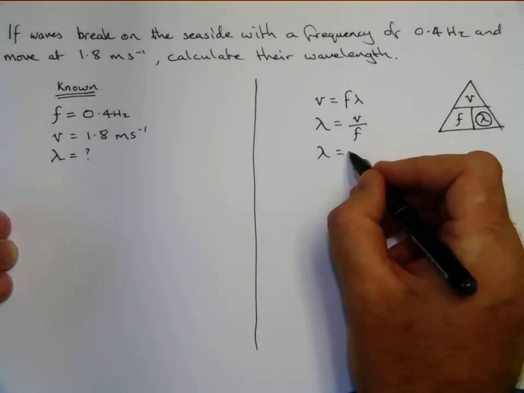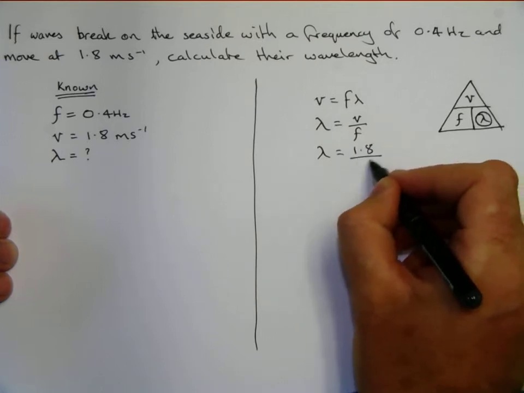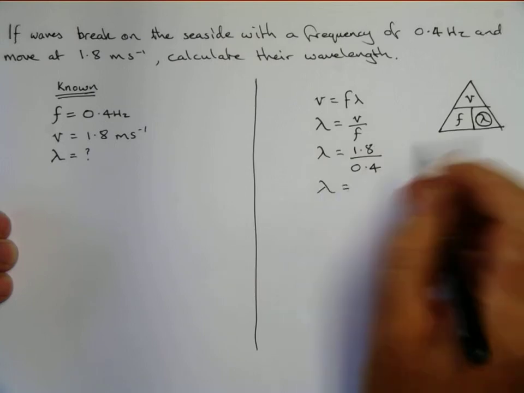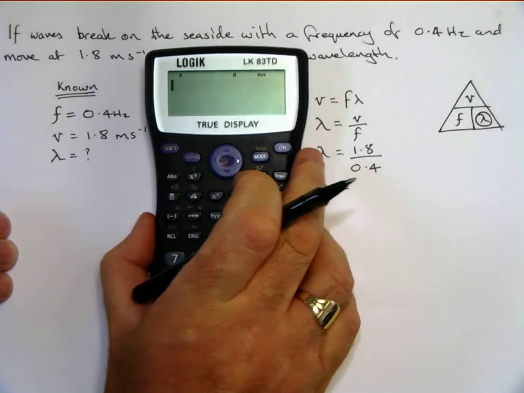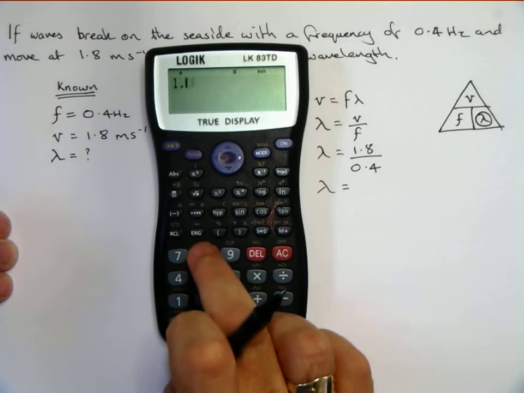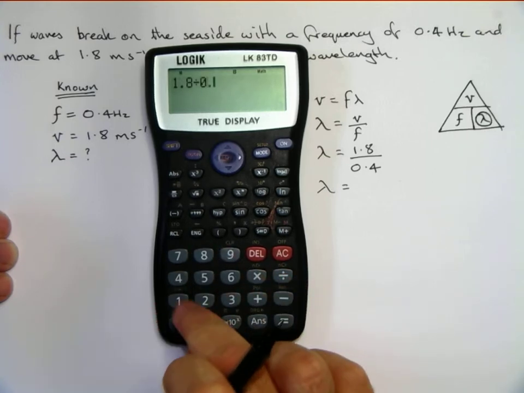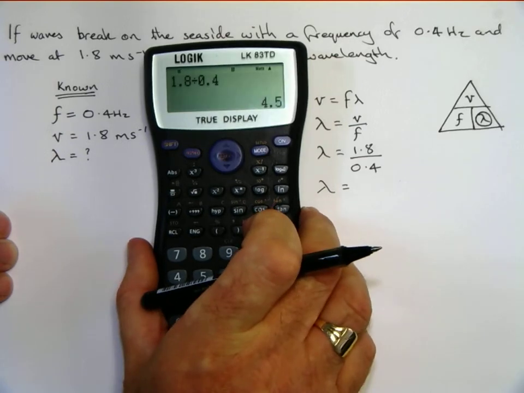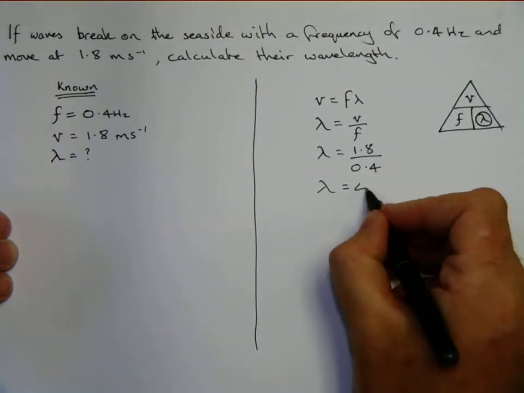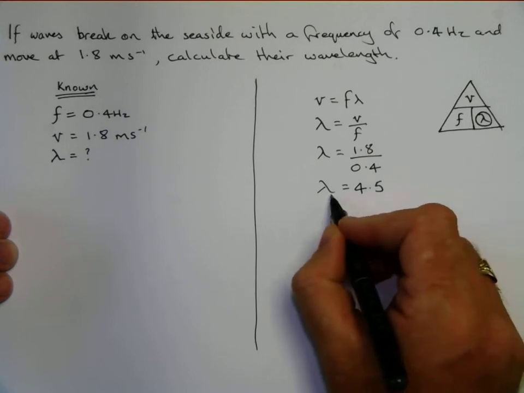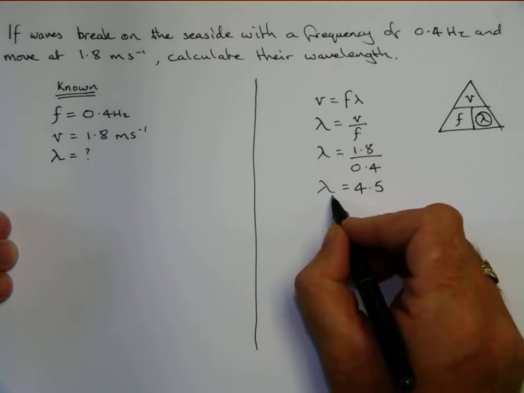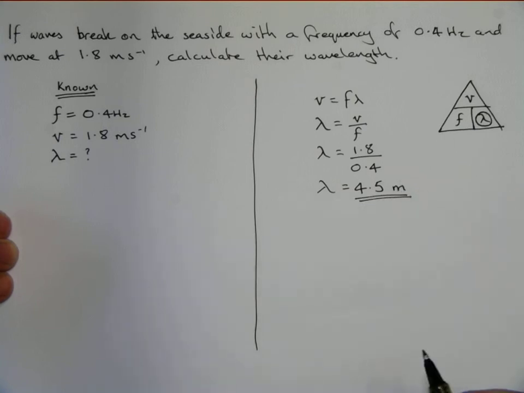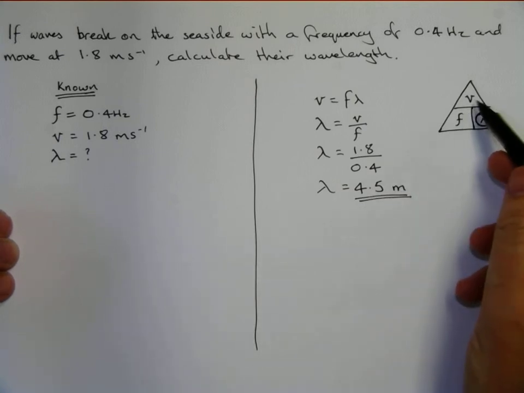So the speed v is 1.8, the frequency f is 0.4, and we get a calculator for this. So 1.8 divided by 0.4 gives us 4.5, which is what we're interested in. 4.5, and it's a wavelength. Lengths are distances, which are measured in meters. And that's that done. So, rearranging using a triangle.